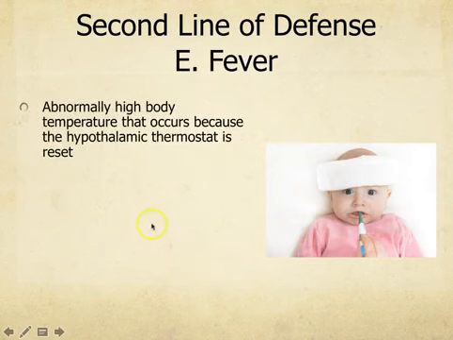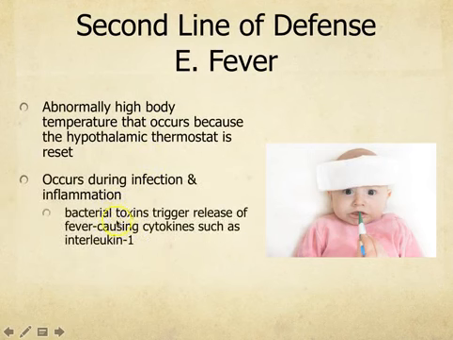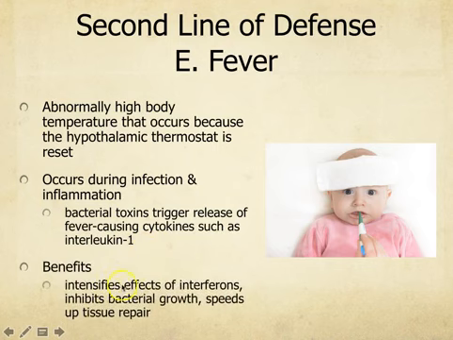All right, fever. So another second line defense. I think we all know what that is, right? Normally high body temperature, usually during infections and inflammations. Basically, what ends up happening is that different microbes are going to cause release of a chemical called interleukin-1. And interleukin-1 basically causes your body to reset its natural thermostat to a higher level. And that fever will help inhibit bacterial growth. It'll help intensify those interferons that interfere with viral replication, and also help speed up tissue repair.